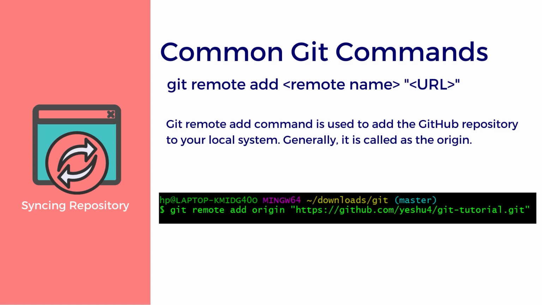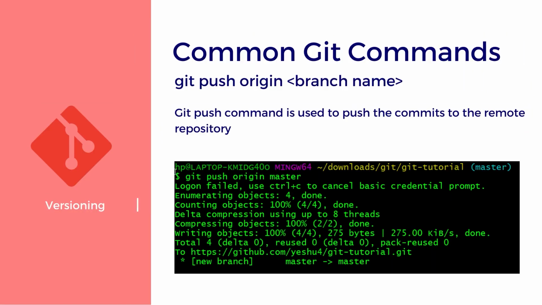After adding the remote repository, to push the changes into it, we will use the git push command, and this is used to push the commits to the remote repository. It will prompt for username and password. Here you need to provide your username and password of your GitHub account where the remote repository is present.